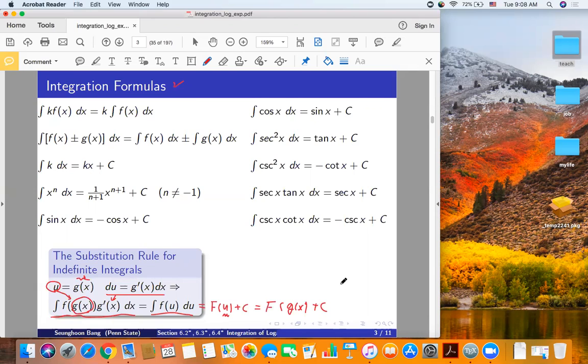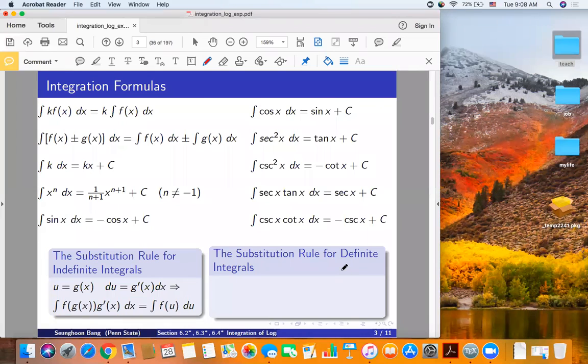One more: the substitution rule for definite integrals. u equals g(x), du equals g prime of x dx, same thing. How can you solve this one? It is similar. The inner function g(x) is u, and you plug into here, f(u).